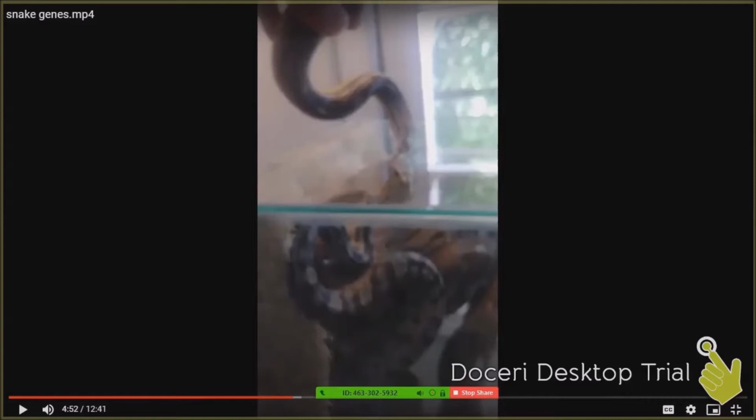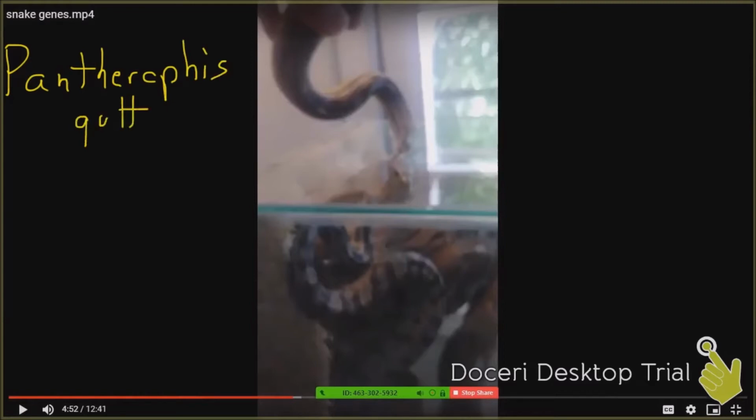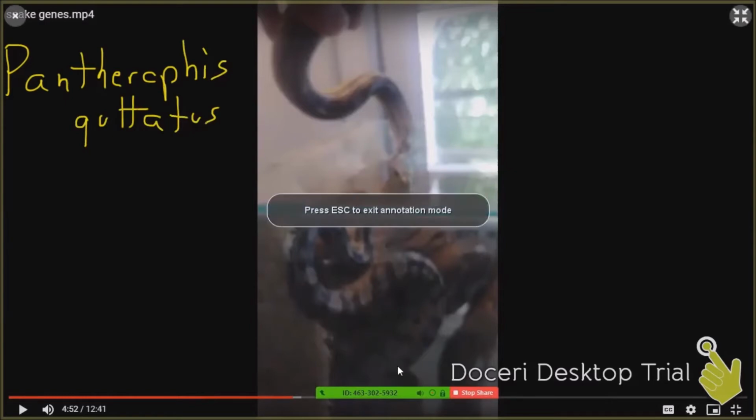So we cannot forget how scientific names work. Pantherophis, and then guttatus. All right, so we have been studying science, so we do need to remember these things have scientific names. They're in the genus Pantherophis, and the species name is guttatus. All right, so do not forget that.